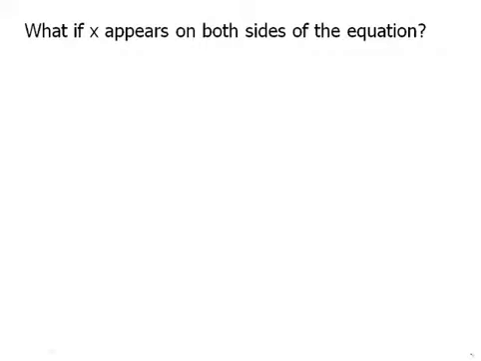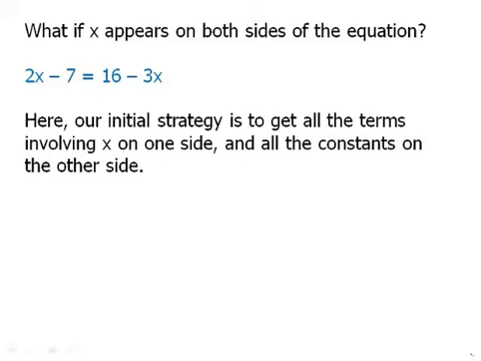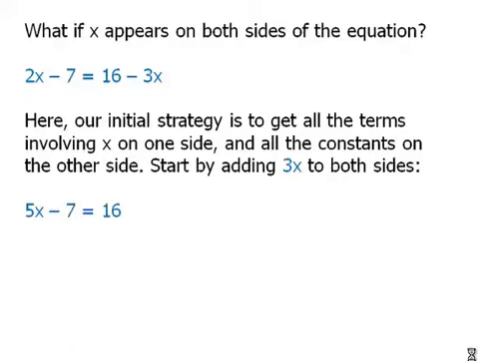What if x appears on both sides of the equation? Suppose we have something like this. Here, our initial strategy is to get all the terms involving x on one side and all the constants on the other side. So here we're going to begin by adding 3x to both sides.